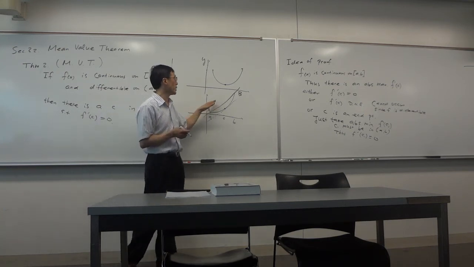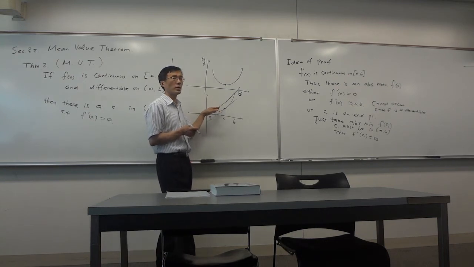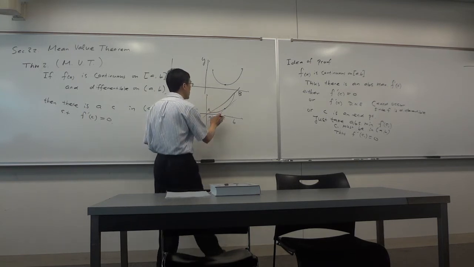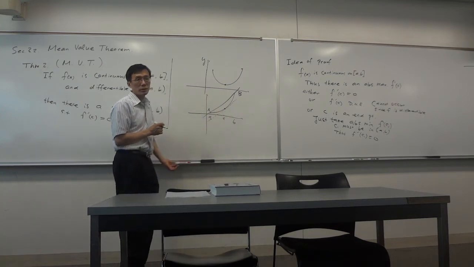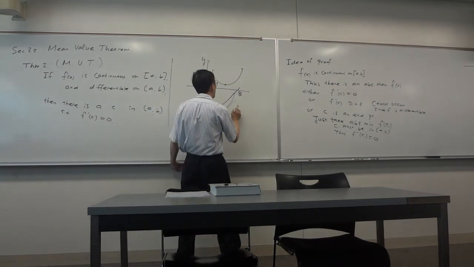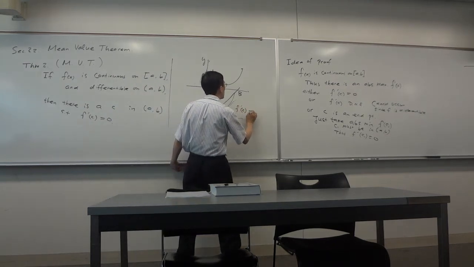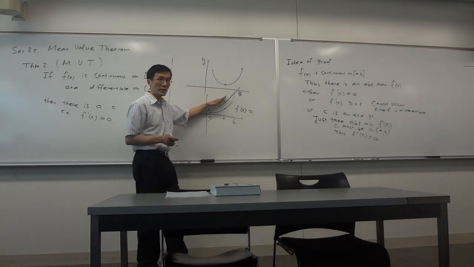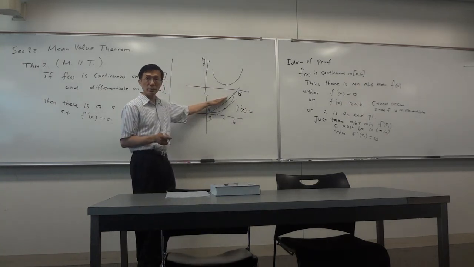Now, when I say they're parallel, remember that two lines are parallel if their slopes are the same. Therefore, parallel means that the slope of the tangent line equals the slope of the secant line. What is the slope of the tangent line? That's just the derivative, right? So being parallel means that f prime c equals the slope of the secant line. What would be the slope of this secant line then?